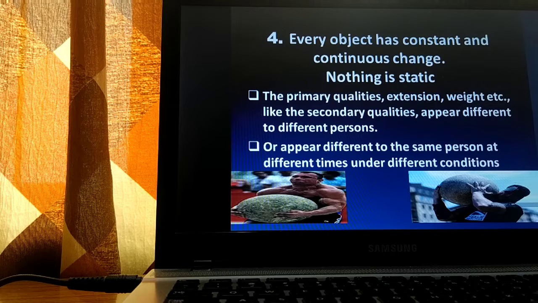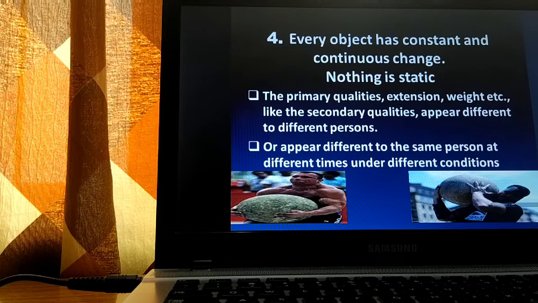And again, these qualities appear different to the same person at different times under different conditions. So for example, when a man touches the water in a glass, he may feel hot. But after some time, when he touches the same water, he feels that it is cold. Different conditions, different times, different situations, the same object gives different sensations. Therefore, there is nothing static. Every object has constant, continuous change, nothing is static. So primary qualities are also not static.